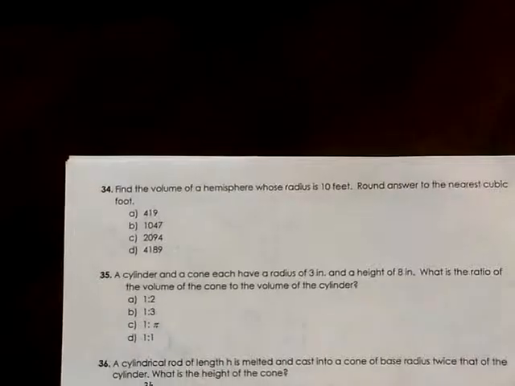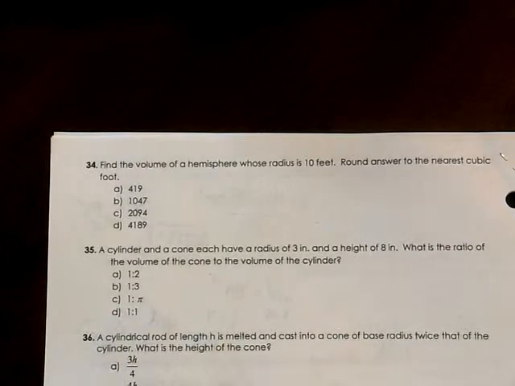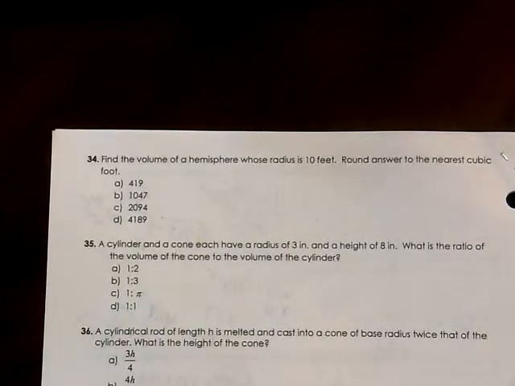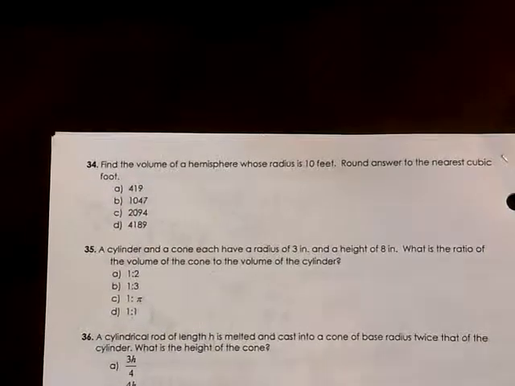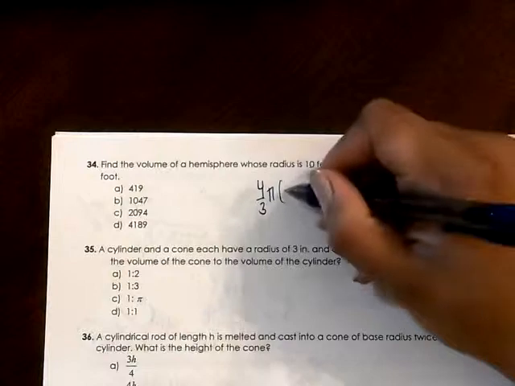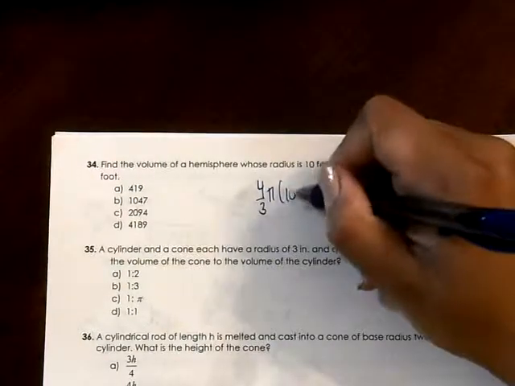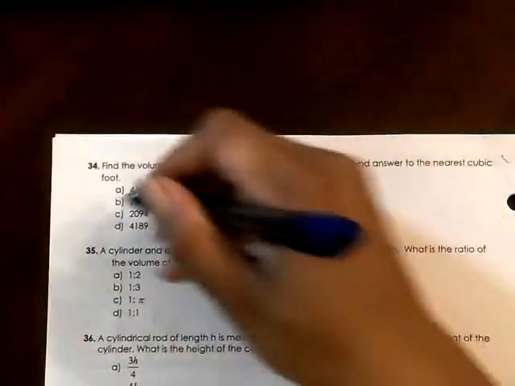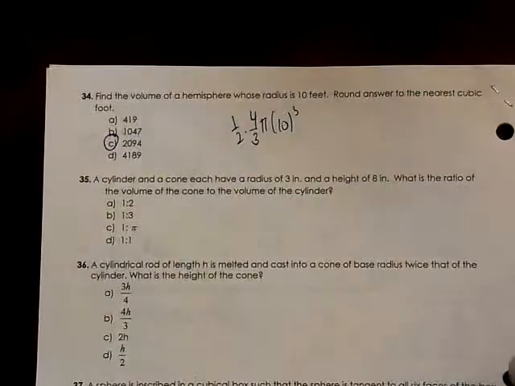Last page here, and the answers are all at the bottom of this anyways, but this gives hopefully a little more explanation. 34 says find the volume of a hemisphere whose radius is 10 feet, and then round to the nearest cubic foot. So hemisphere, well, first of all, sphere formula is 4/3 pi r cubed, where radius is 10, but I want half of that. So I just do times half. That comes out to C, 2,094.